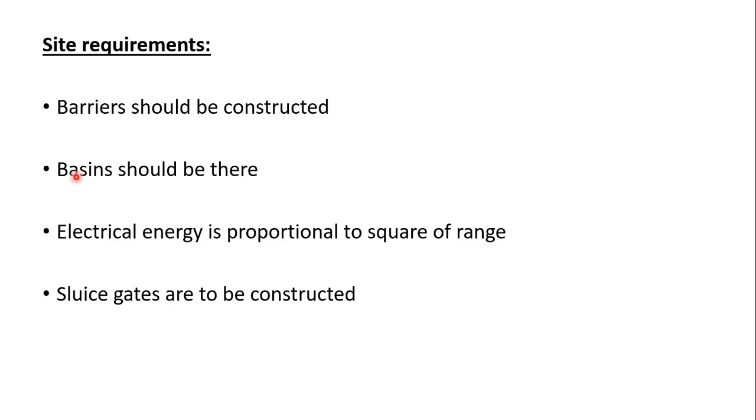So from the equations we came to know that the total electrical energy is proportional to the square of the range and the area of the enclosed basin. So a favorable site for the tidal power plant should have a large tidal range, and the geographic features should permit enclosing of large areas with reasonably short dams or other barrages.